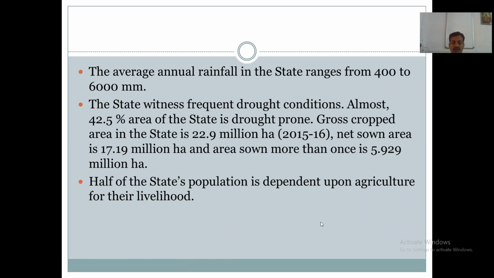Drought regions: 42.5% of the area is under drought.